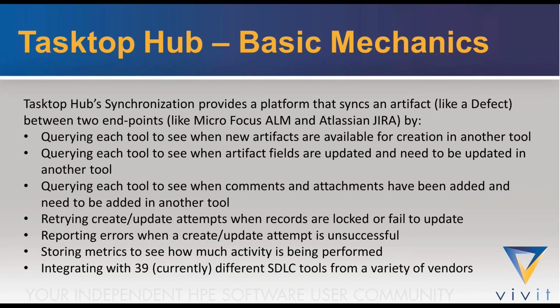Reporting errors. Sometimes errors occur when you make an API call. Maybe there's a connection issue, maybe there's a data issue. Hub can automatically facilitate that reporting of those errors, alert you to that fact, and maybe in a future topic, I'll talk about how you can even set up some automatic remediation of some of those errors, which is pretty cool. Storing metrics, obviously how much activity it's doing is a great thing to see, and Tasktop Hub currently integrates with 39 different SDLC tools from a variety of vendors, so that's pretty exciting.